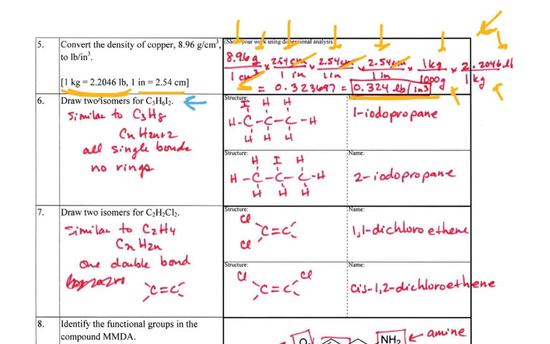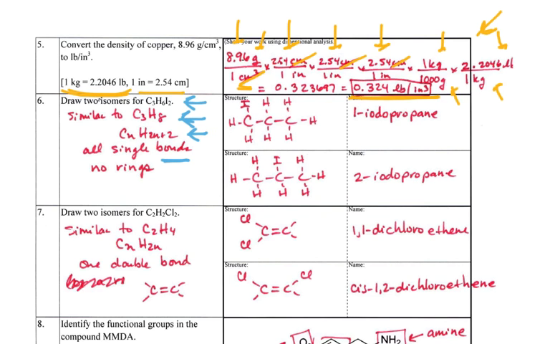Okay, draw 2 isomers for C3H6I2. Well, the first thing I have to figure out is, is this like an alkane, alkene, or alkyne? They have single bonds, double bonds, or triple bonds. So remember that I's would substitute for H's. So this is going to be like the molecule C3H8, which fits the pattern CnH2n plus 2. So that means they're going to be all single bonds, no rings. So 3 carbons, all single bonds.